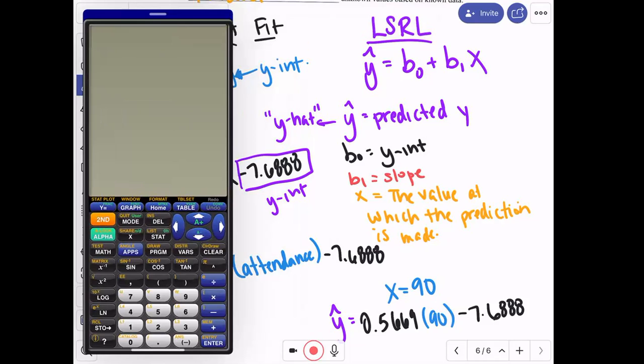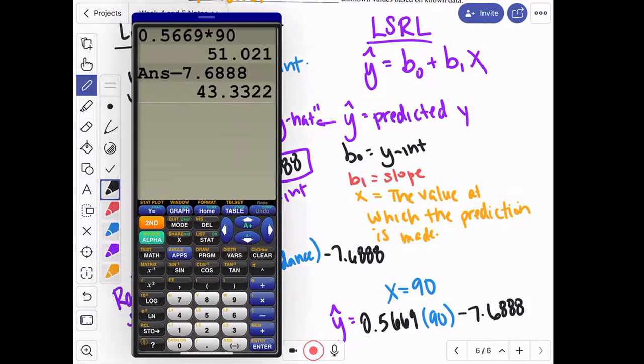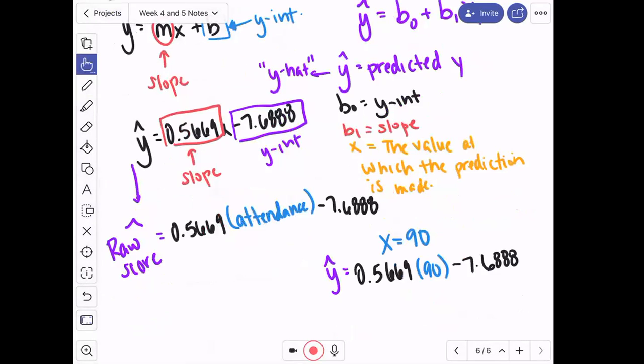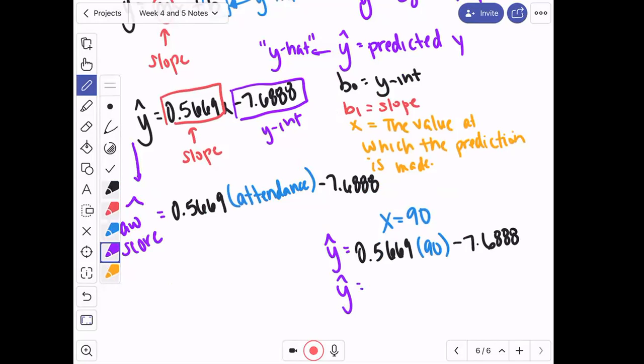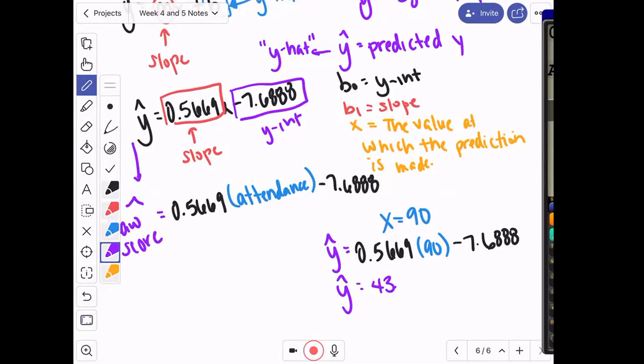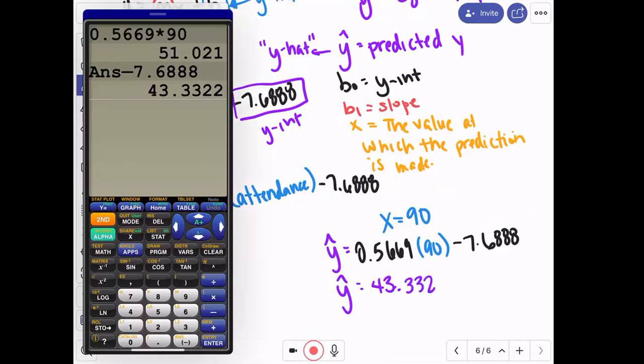So with an attendance of 90, right? 0.5669 times 90 is this, minus 7.688 is this right here. So it looks like they're gonna get a raw score of about 43, right? Since every other raw score is in whole numbers. So y hat was equal to 43 point, what was it? 0.3322. So they get a raw score of about 43.